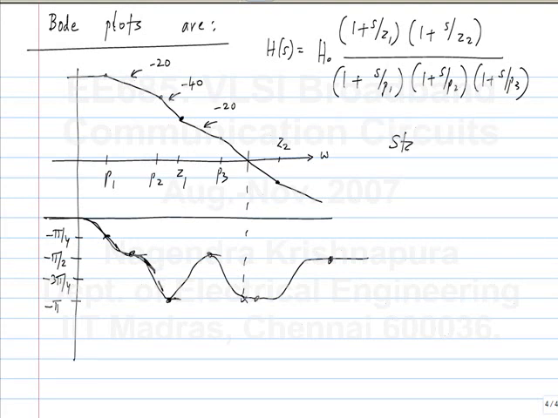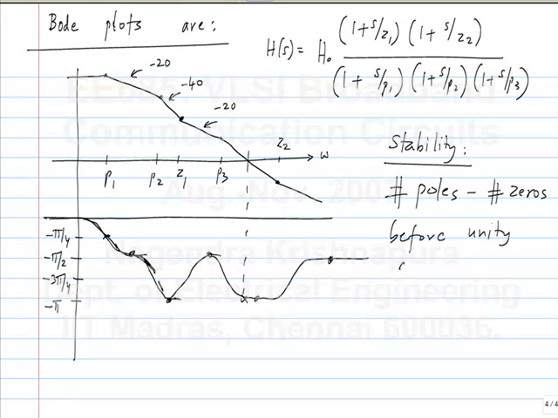So, this is some approximate criterion of stability that, in some cases, you can't use when you have right half plane zeros and so on. By the way, all this is for when the poles and zeros are in the left half plane.